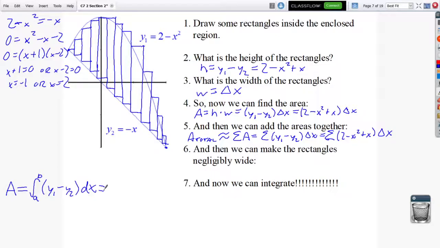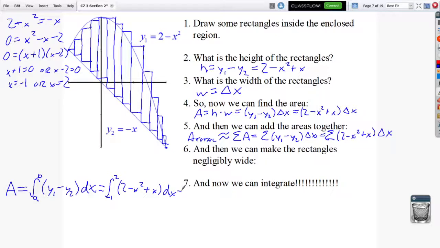Because now, in reference to this exact problem, I can say that this is equal to the integral from lower to upper of the height here, 2 minus x squared plus x dx. And now there are two ways that I can do this. I could cheat and grab my calculator and type it in, but that's not fun.